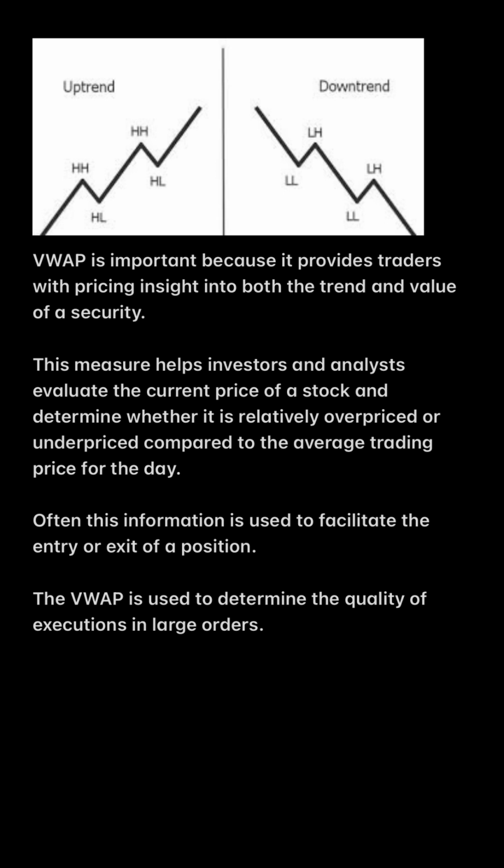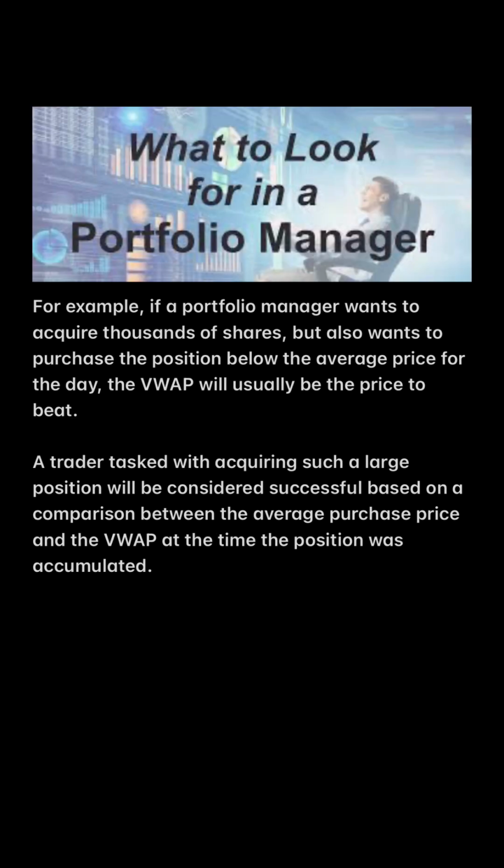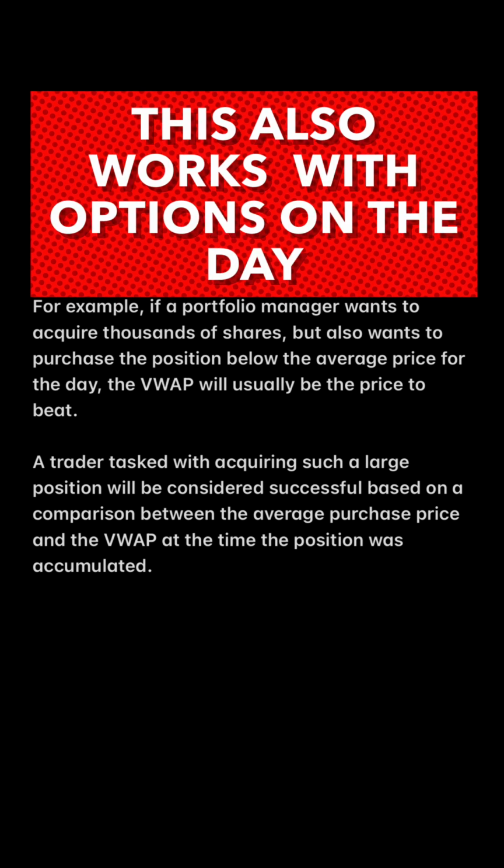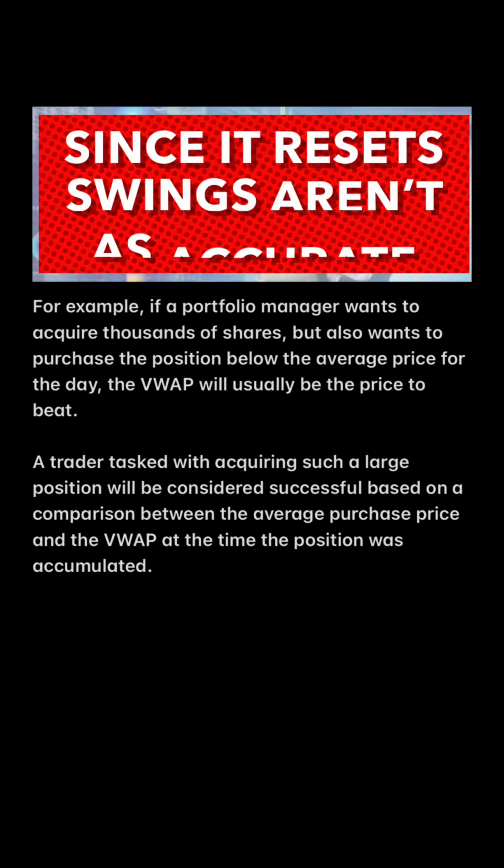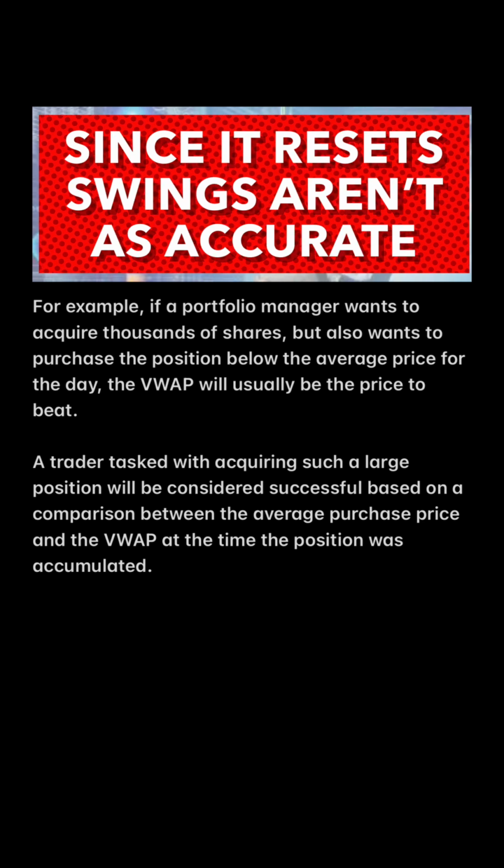The VWAP is used to determine the quality of executions in large orders. For example, if, say, a portfolio manager wants to acquire thousands of shares, but also wants to purchase the position below the average price for the day, the VWAP will usually be the price to beat. A trader tasked with acquiring such a large position will be considered successful based on the comparison between the average purchase price and the VWAP at the time the position was accumulated. Note that this also works with options on the day, but since it resets, swings are not as accurate.